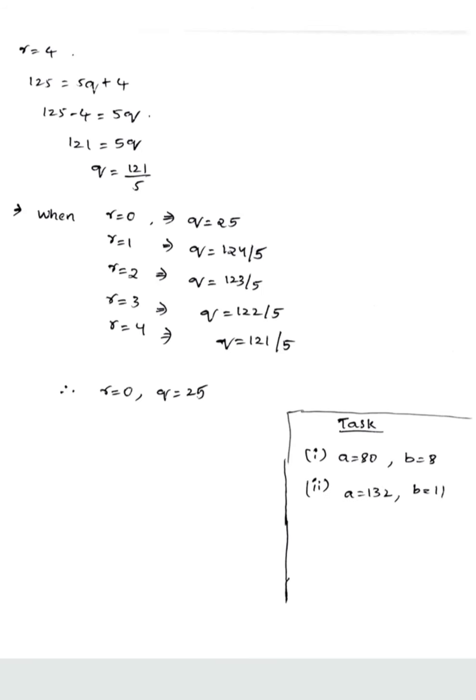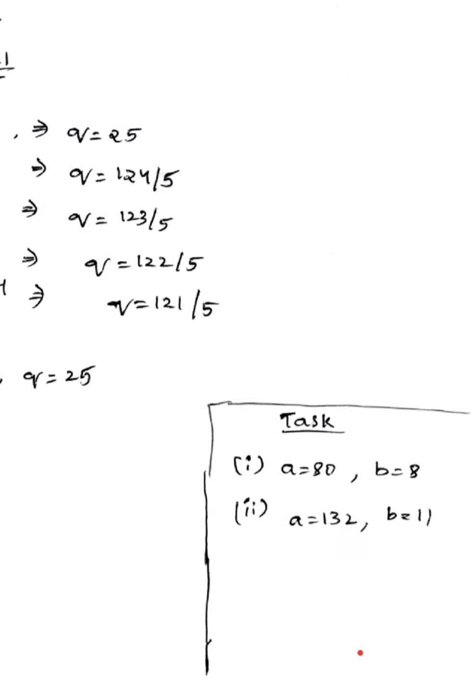Now here is the task for you. You need to find the values of q and r using the division algorithm, which I have explained till now, for a equal to 80 and b equal to 8, and for a equal to 132 and b equal to 11. You can comment your answers in the comment section below, and if you have any doubts regarding this, you can ask in the comment section.